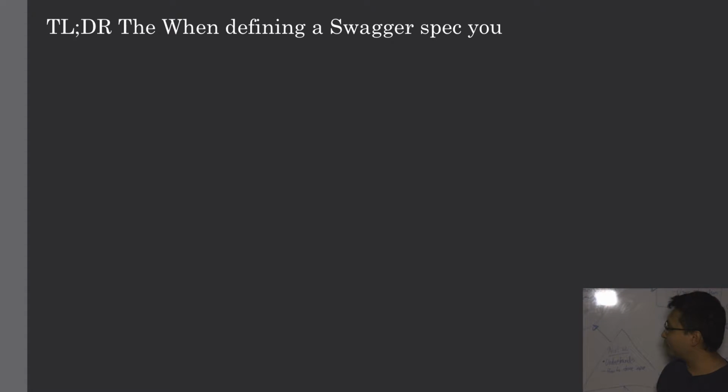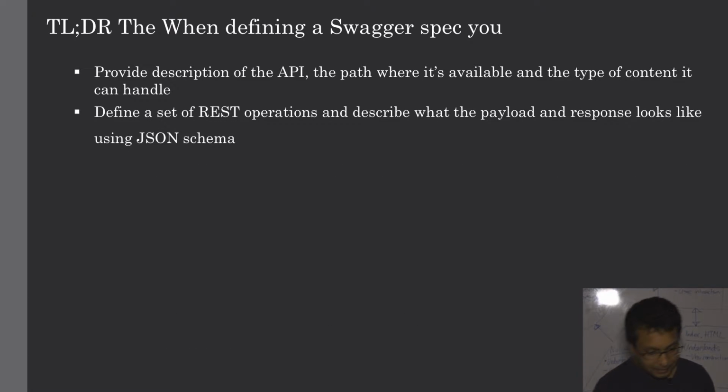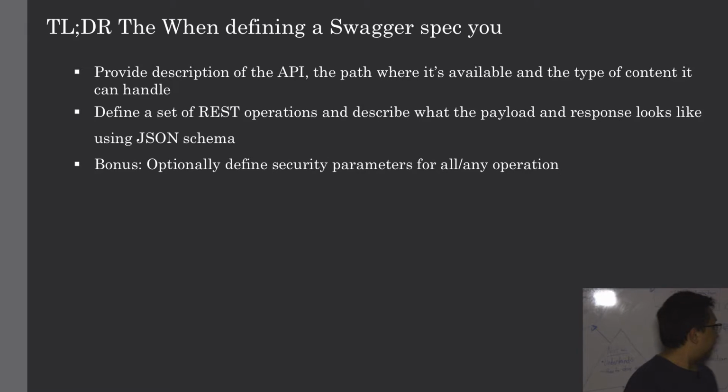So basically, just a summary of what you saw earlier: the Swagger API. You provide the description of the API, the path where it's available, and the type of content it can handle. We've seen that. Defining a set of REST operations and describing what the payload and the response look like using JSON schema. And you can optionally define security parameters for all of these operations, which is important.